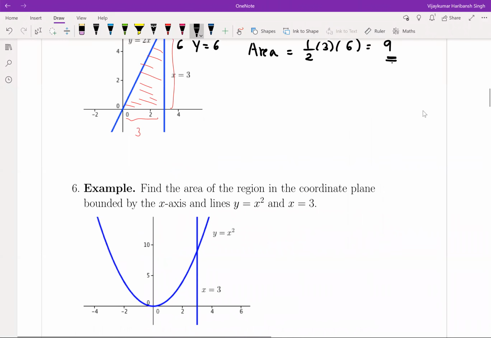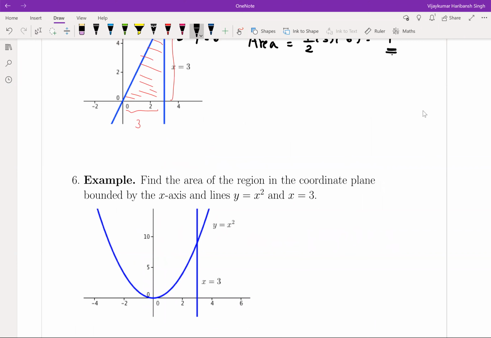Now let's ask the next question. Find the area of the region in the coordinate plane bounded by the x-axis, so this is your x-axis, bounded by the line y equals x square. So this is a curve, y equals x square, and then the line x equals 3. So what is bounded by all these three is this region here. And then the question is, what is the area of this region? Okay.